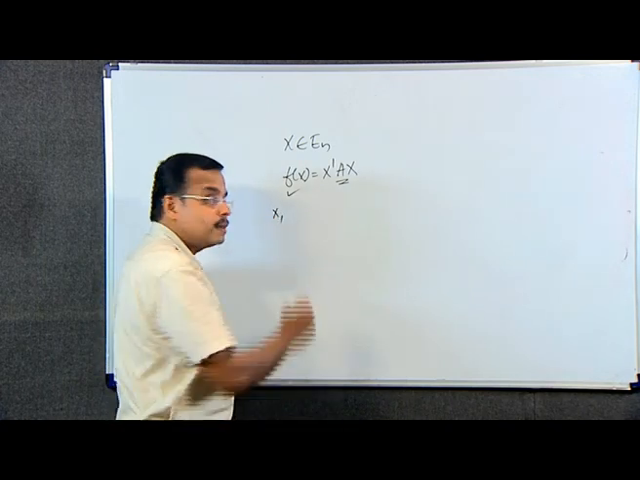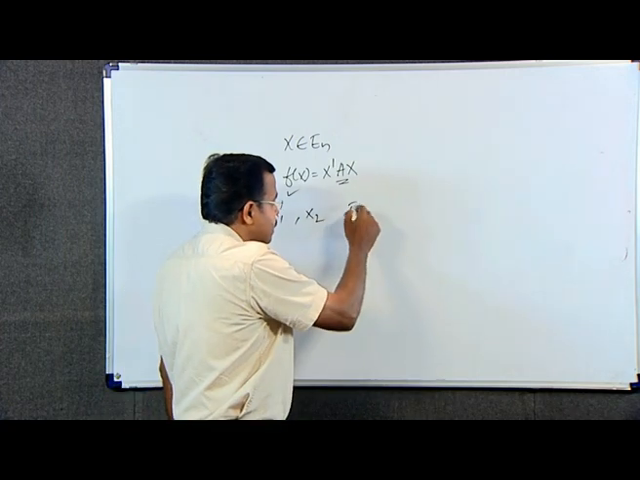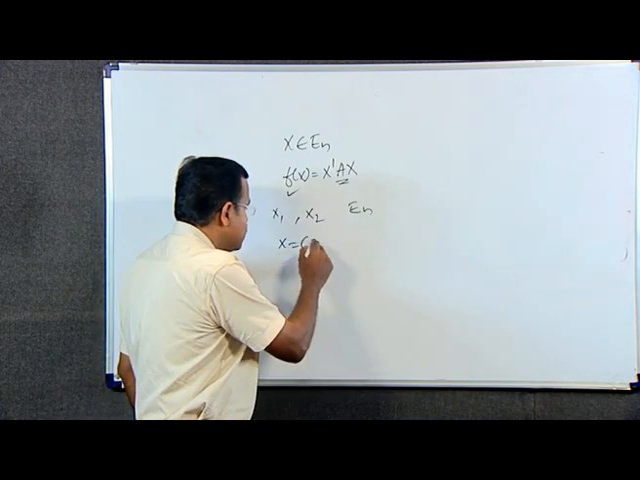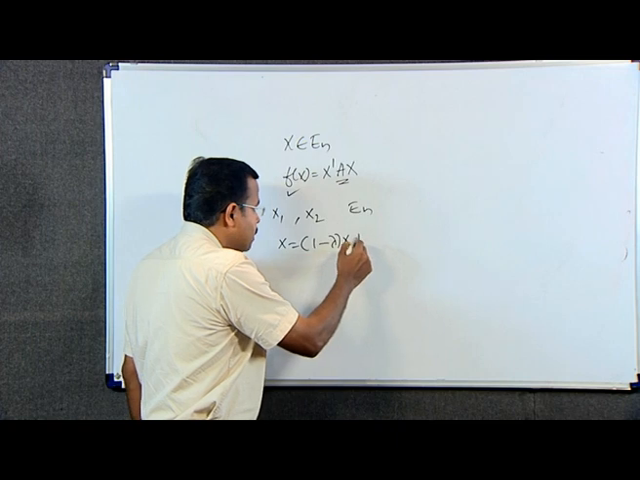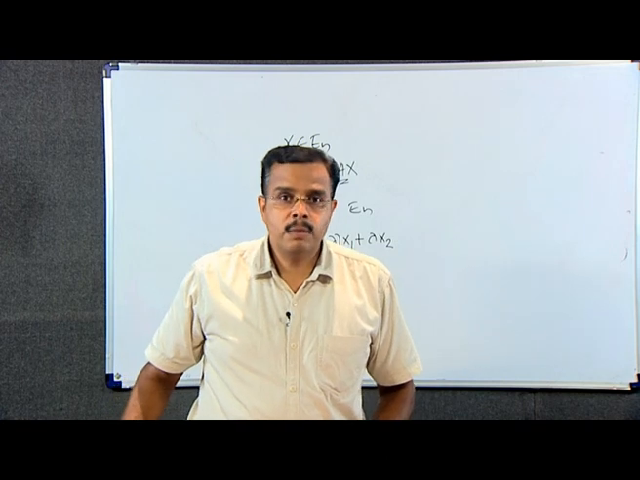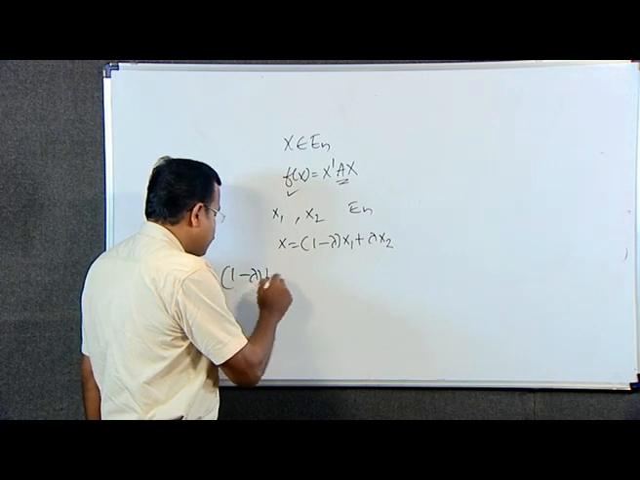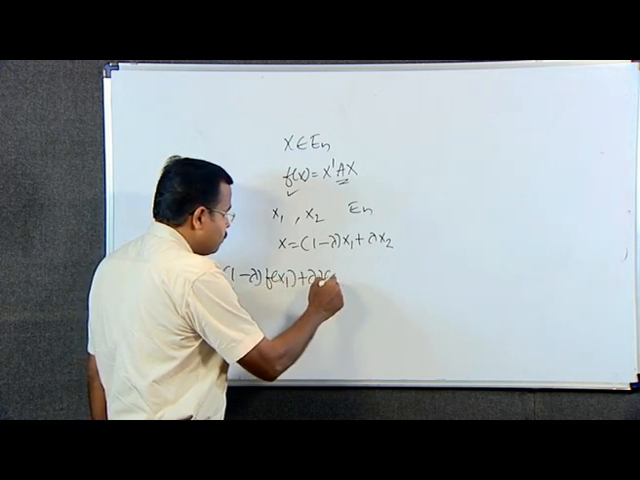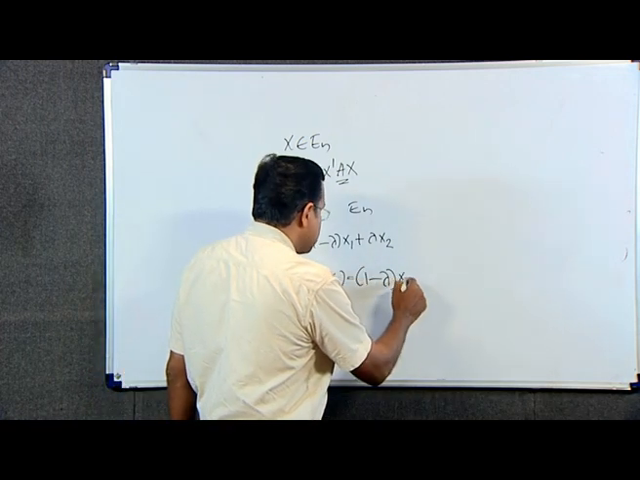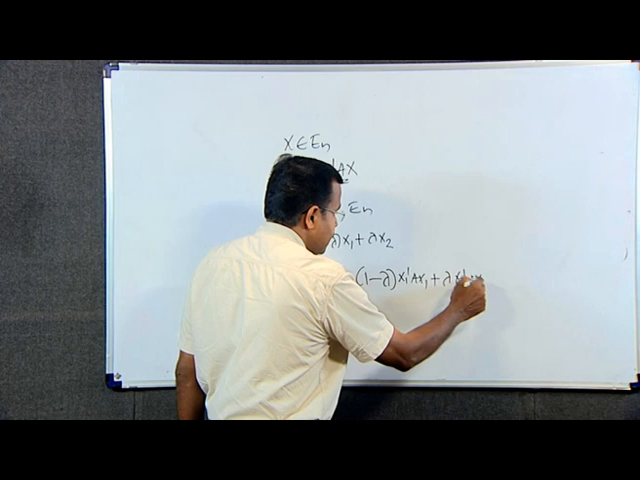Let x1, x2 be any 2 points in E^n, and x is equal to the convex linear combination of these x1, x2, that is, 1 minus lambda x1 plus lambda into x2. Notice that 1 minus lambda into f of x1 plus lambda into f of x2 is equal to 1 minus lambda into f of x1, which is x1 dash Ax1, plus lambda into f of x2, which is x2 dash Ax2.